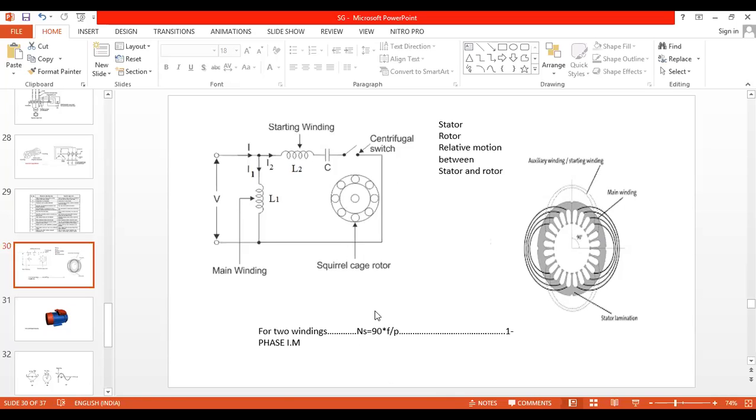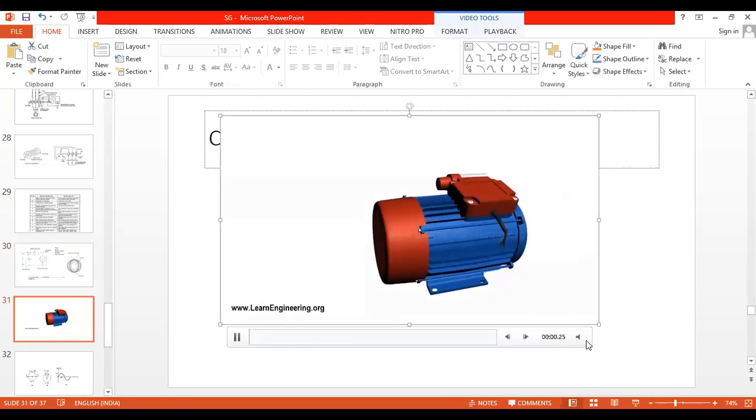Okay, the rotating magnetic field rotates at a speed Ns equal to 120 f by P. So don't leave this one. Now I'm showing the animation, so definitely we'll get this one.